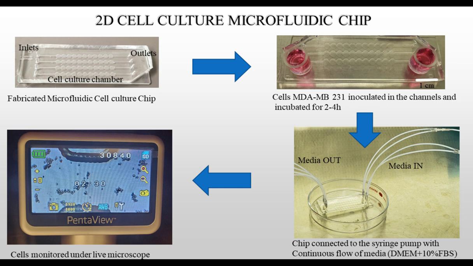After the chip was fabricated, the chip was coated with poly-L-lysine and fibronectin to allow cells to adhere. Then MDA-MB-231 cells were inoculated in the channel and allowed to incubate for 2 to 4 hours. This is crucial since cells need some time to attach to the substrate, and we cannot immediately start the flow. After 2 to 4 hours, a syringe with the media is placed in the pump at a desired flow rate and connected to the chip.